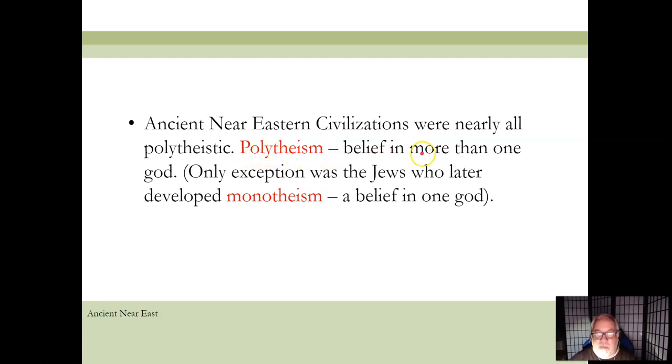So polytheism is belief in more than one god. Monotheism, belief in only one god. So all of the ancient Near Eastern civilizations were polytheistic. All of them had more than one god. The only exception was the Jews, but the Jews came later. I don't mean they came later. I mean they came to monotheism later. The early Jews were also polytheistic and believed in more than one god. It's later that they developed monotheism.